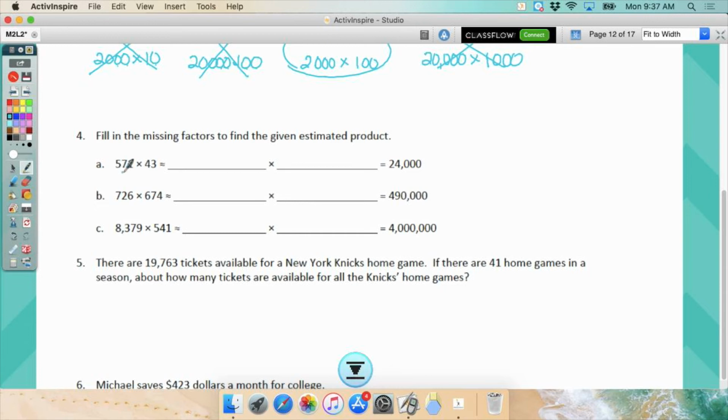So looking at the 7, Trip, help me out. What does the 7 tell me to do? Add 1 or stay the same? Okay, so this will be 600. What does 40 round to, Gavin? What does 43 round to, Gavin?